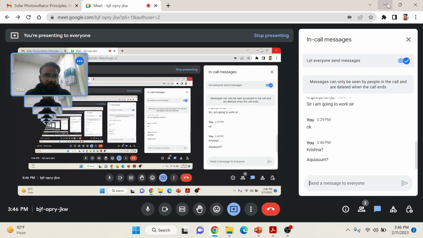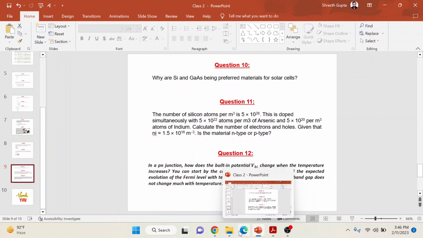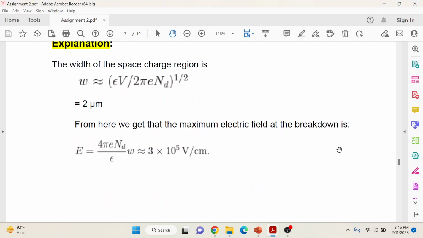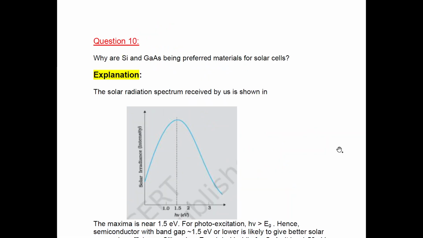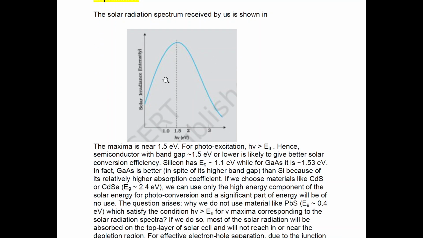Let me tell you the answer. This is a very good and important question, and this should be clear to you in order to design and understand the materials. So, the question was why silicon and gallium arsenide are preferred for solar cells. Now, let us look at the solar radiation spectrum which is received by us, shown here. You can see the solar radiance versus h nu, and the maxima is around 1.5 electron volt.